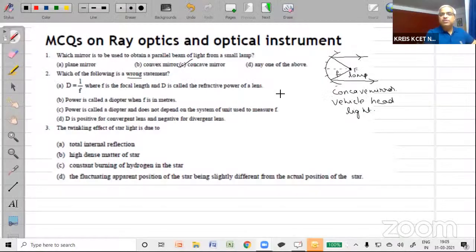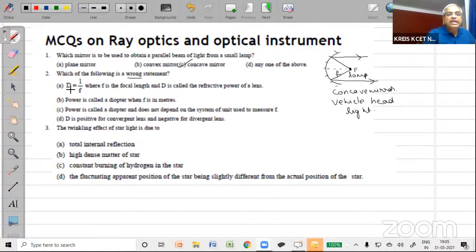I'm so sorry about the students. There was a little disruption because of the power failure here. Okay, now we have got the power back, and I'm sure that I'm audible again and the screen is visible again. Okay, which of the following basically is a wrong statement?